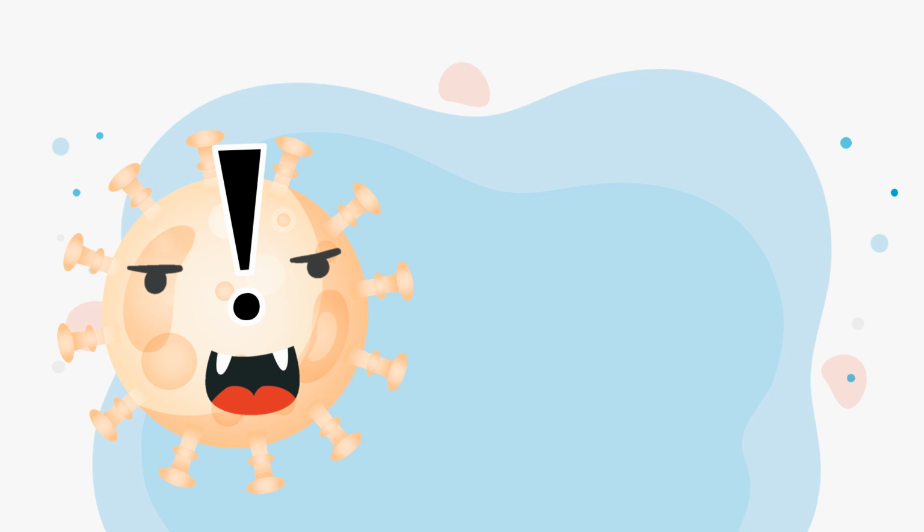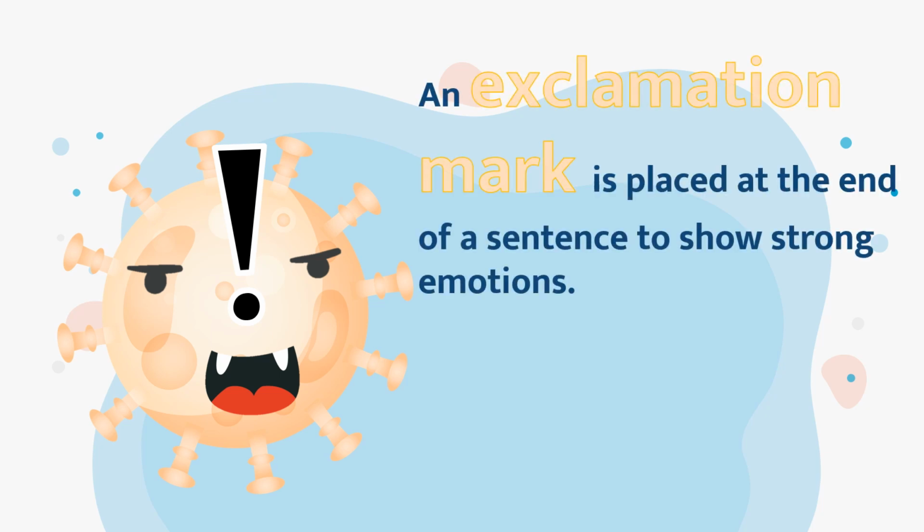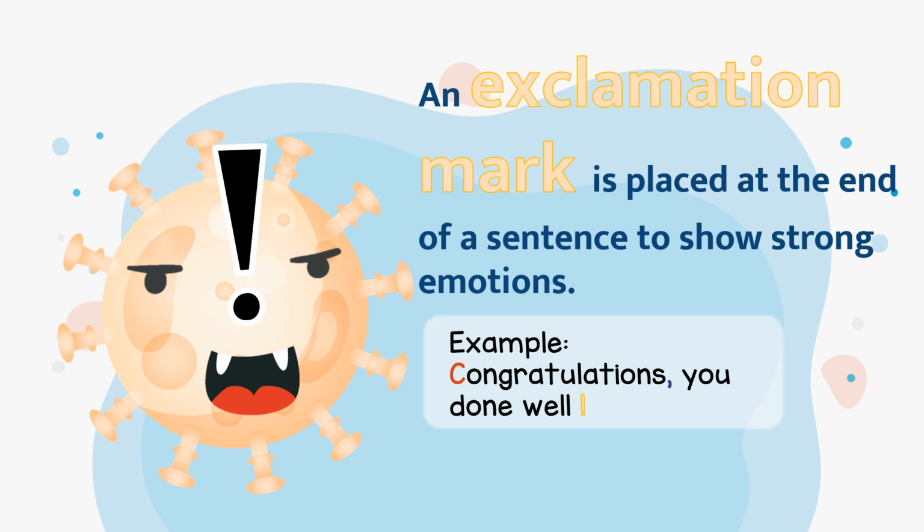Then we have the exclamation mark. So, an exclamation mark is placed at the end of the sentence to show strong emotions. Okay, let's say an example. Congratulations, you did well! You see how strong that emotion is? So when you want to congratulate somebody or you are trying to scream about something, you have to make sure at the end of that sentence you put in an exclamation mark. Okay? Right here.